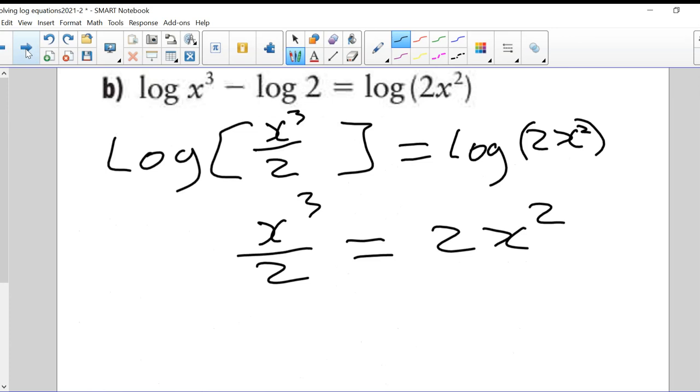So now we have this, and Jeremy was saying multiply both sides by 2. I actually like that idea, so I'm going to do that. It's like cross multiplication in a sense. So 2 times that means that x cubed is equal to 4x squared. Right?